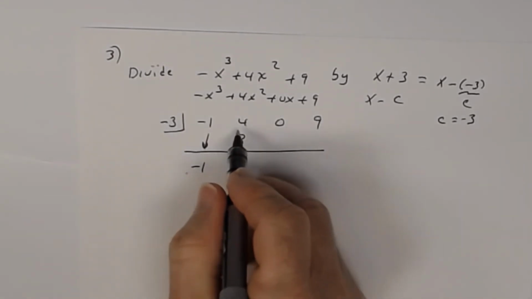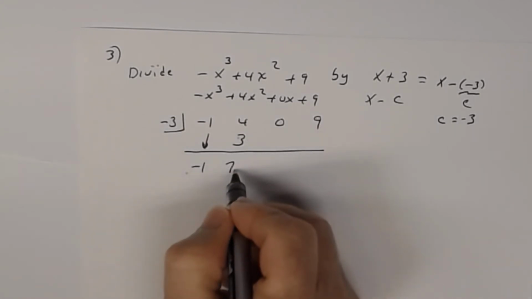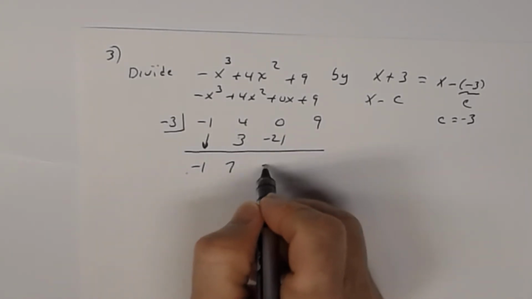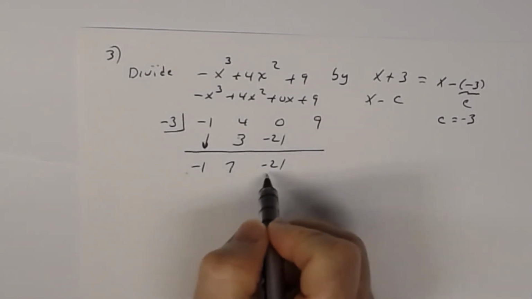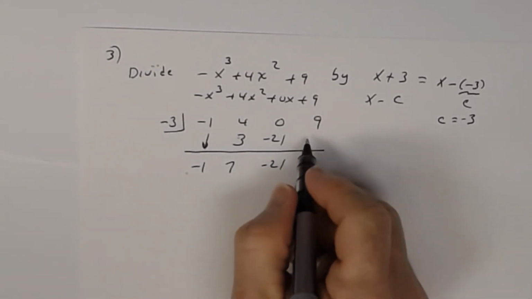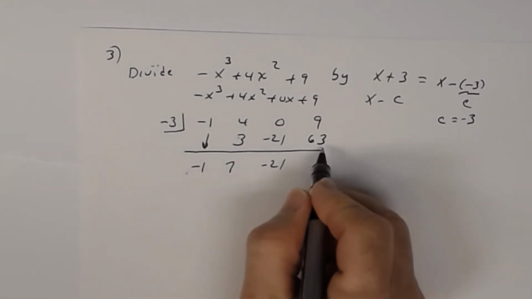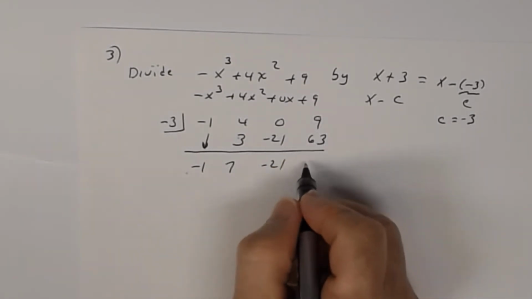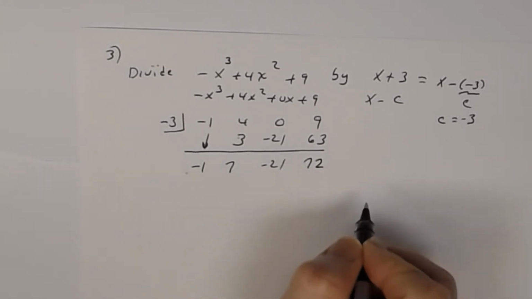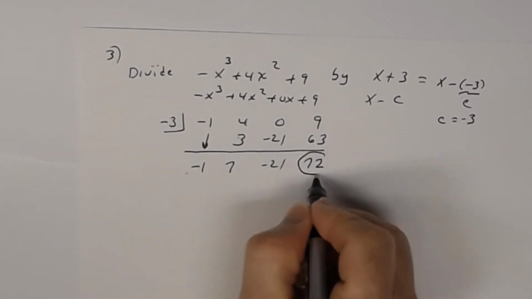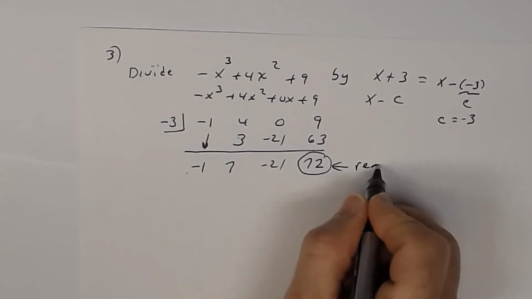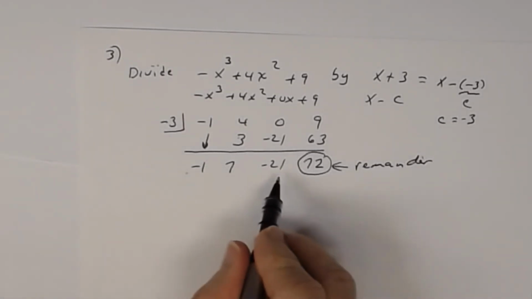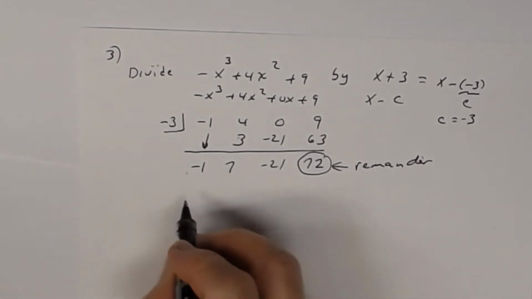Okay? 4 plus 3 is 7. Multiply, negative 3 times 7 is a negative 21. Add, negative 21. Negative 3 times a negative 21 is a positive 63. And then you're going to add. 63 plus 9 is 72. So now there's your remainder. That's your remainder. And so these coefficients to the left will be your quotient.